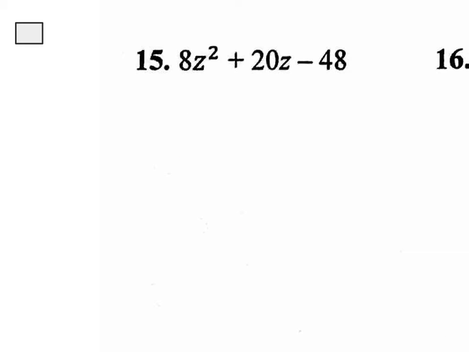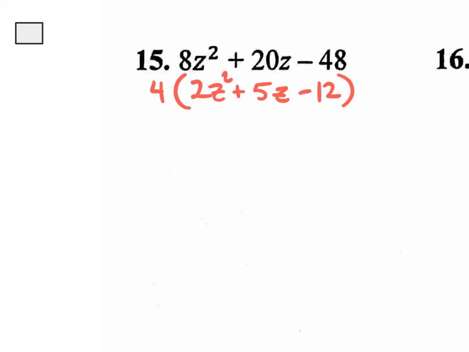15. Ladies and gentlemen, should I start doing step 1, a times c? No, I should not start doing step 1, a times c. Greatest common factor, GCF. So what could we pull out of there? 4. If I pull out a 4, what do I have left? 2z squared plus 5z, and then minus 12.